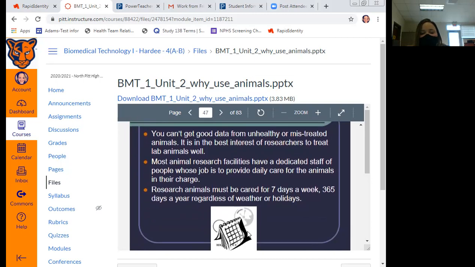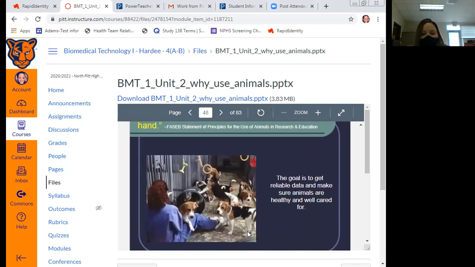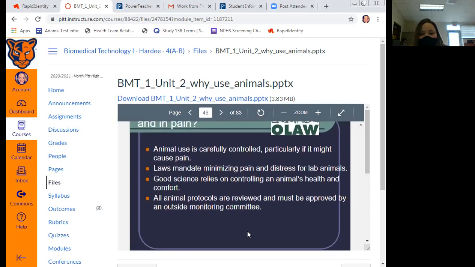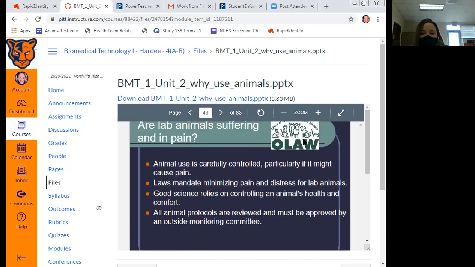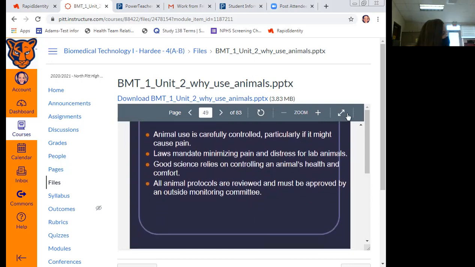Okay, so research animals must be cared for 7 days a week, 365 days a year, regardless of weather or holidays. So whether you agree or disagree, the animals are provided a minimum of care. Okay. Are lab animals suffering or in pain? So you'll see up here that it talks about OLAW, and you're going to look up information on that. Okay, thank you.